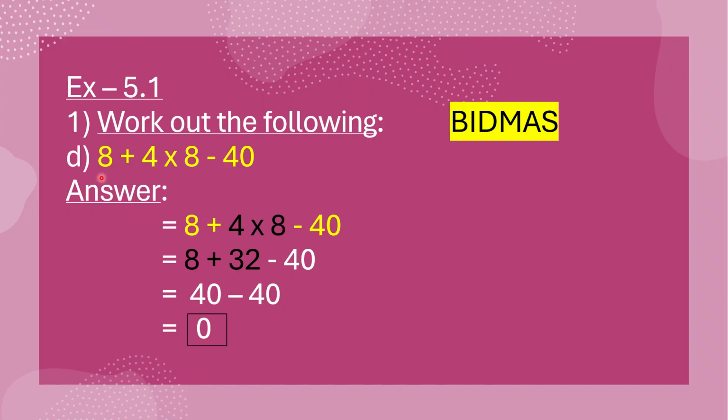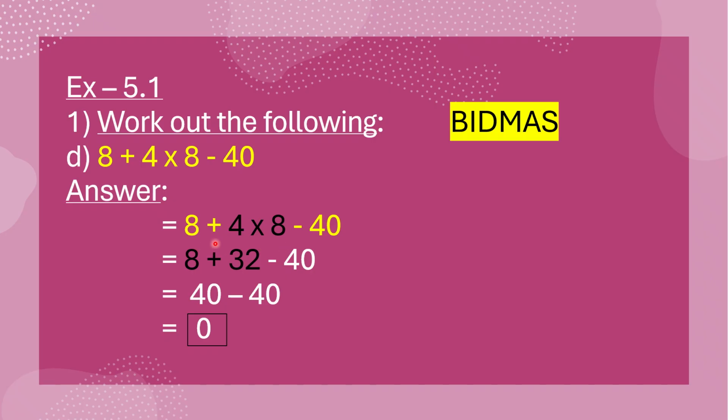D sum, 8 plus 4 into 8 minus 40. Okay, we have to use the BIDMAS rule. Any brackets here? No. Any indices here? No. Any division symbol here? No. Any multiplication symbol there? Yes. So we have to do the multiplication first.